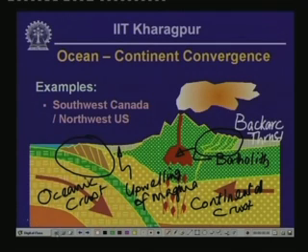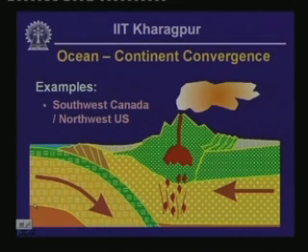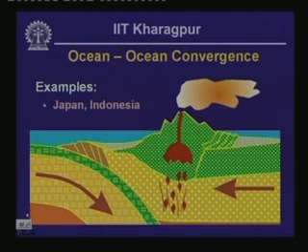Now let us look at the details of ocean to ocean convergence. That is again going to be very similar compared to ocean continent convergence. The features are quite similar, as you are seeing here. On the right here is one oceanic crust, and on the left there is another oceanic crust that is trying to subduct underneath the oceanic crust on your right. Examples of it, as I have already mentioned, are Japan and Indonesia.